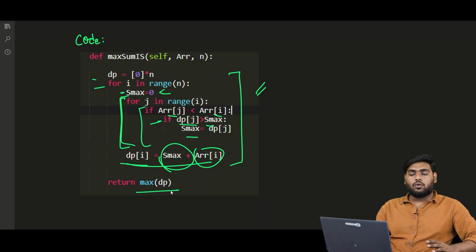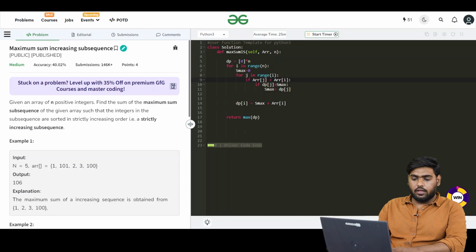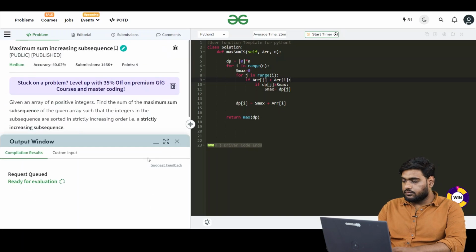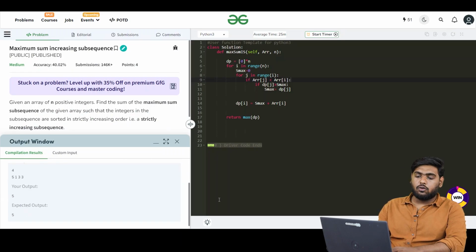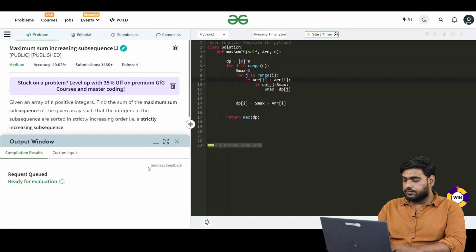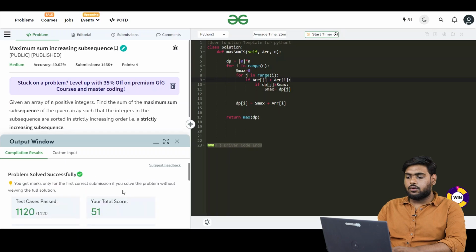So let's try to run this code. So here's the code. Let's try compiling it. So yes, it is giving us the expected output. Let's try to submit that and check it against all the test cases. Okay. So it has passed all the test cases successfully.